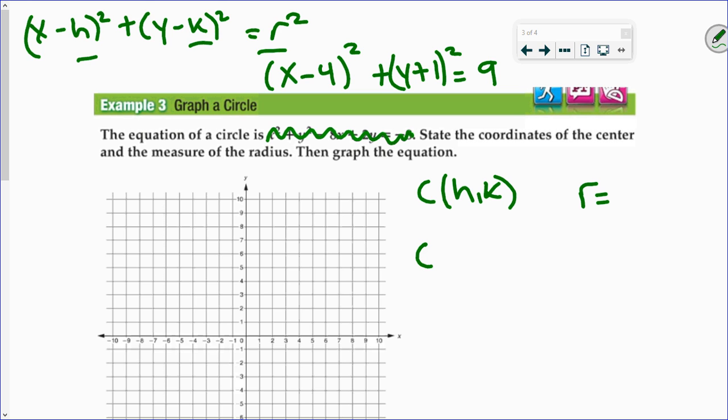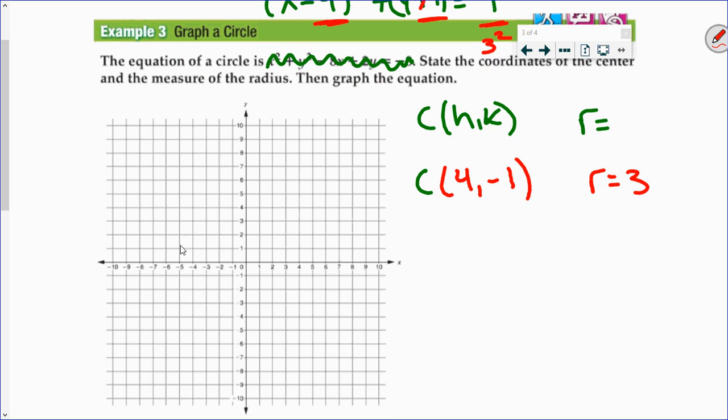So for the center of this circle, it's x minus h, so the h value would be 4. The k value, it's minus k, so we have to think the opposite because we have a plus here. So the k value would be -1. And then 9 we have to think of as 3 squared, so the radius here would be 3. So this graph has a center at (4, -1) and a radius of 3.